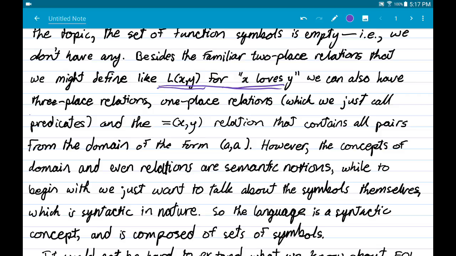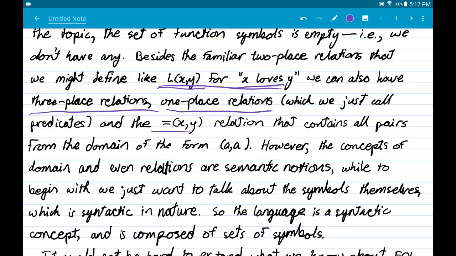It should also be familiar that we could have three-place relations. A one-place relation may or may not be a little bit new and confusing, but that's just what we call predicates. So predicates just are one-place relations. You may have seen the equality symbol, and that would be located in our set of relation symbols.